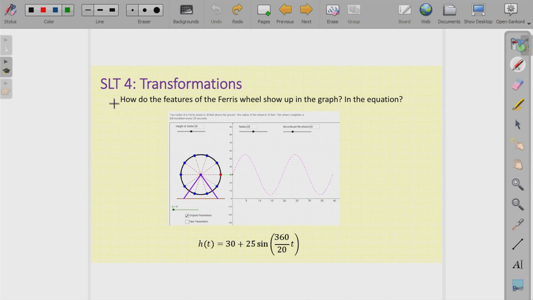In Task 4, students look at the relationship between the features of the Ferris wheel and how those features show up in the graph that shows height against time, as well as how that shows up in the equation. There are animations with sliders that students can use to explore what happens if we increase the height, increase the radius, or increase the length of time that it takes to complete a full cycle.